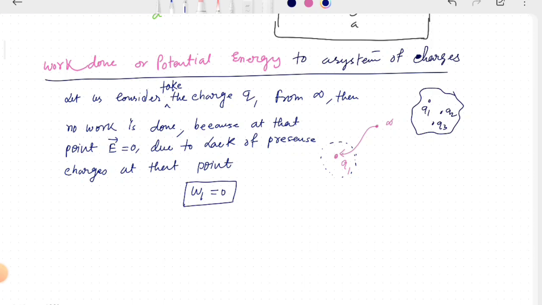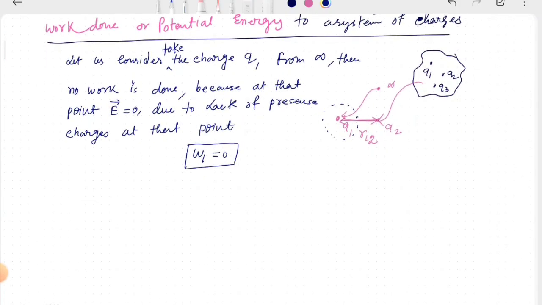Now take charge Q2 to that point from infinity, where the distance between these two charges is R12. Okay, this is the second case.